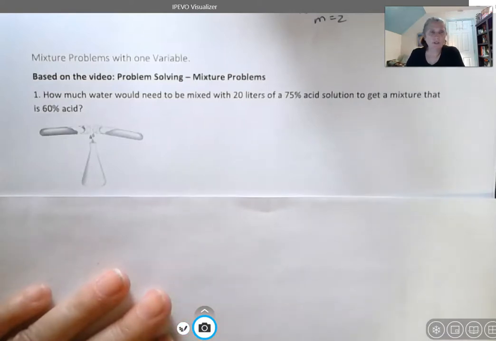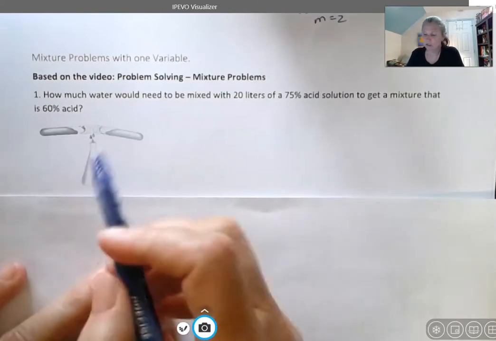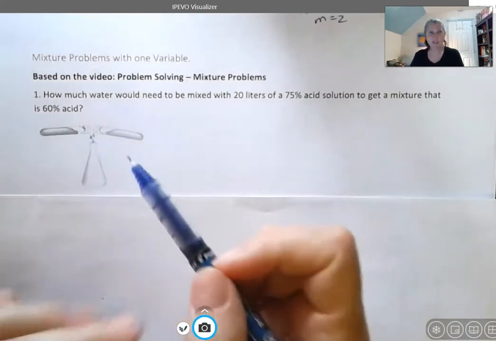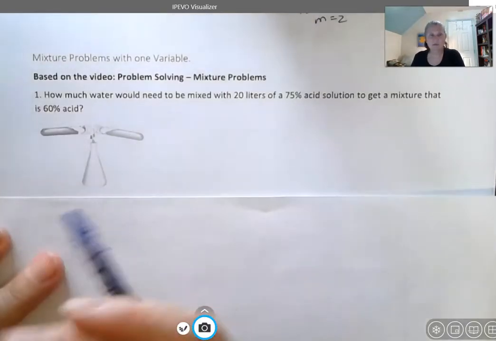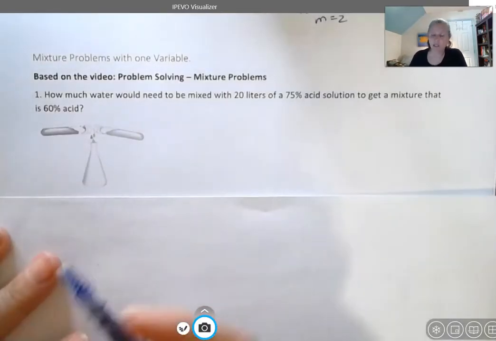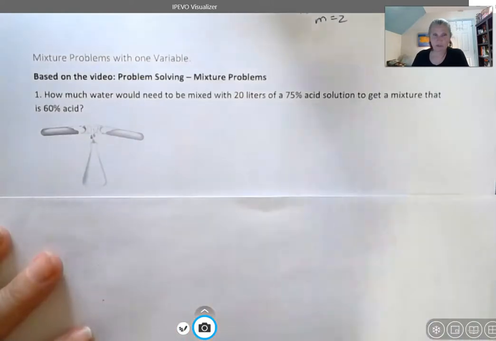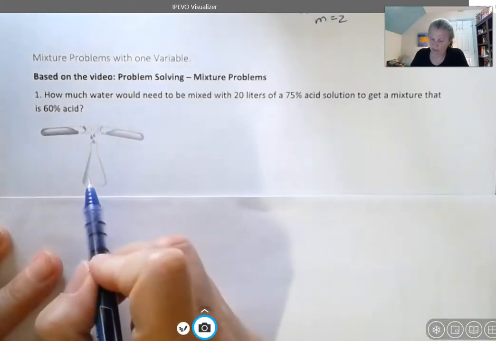So in the first question it says, how much water would need to be mixed with 20 liters of a 75% acid solution to get a mixture that is 60% acid? So just so you get a visual here, we have two different things we're pouring into one container, and we're trying to change the acidity level from 75% of one down to 60%.